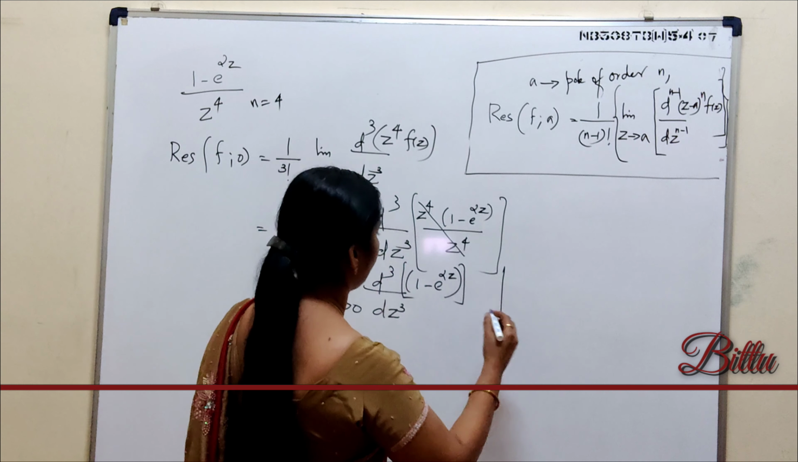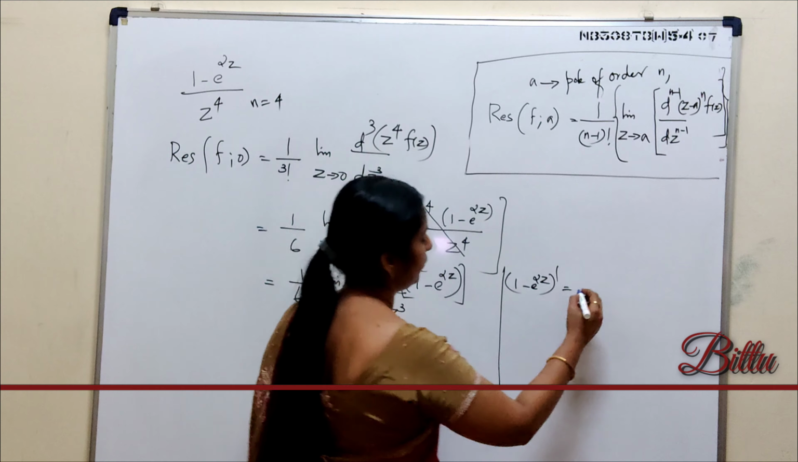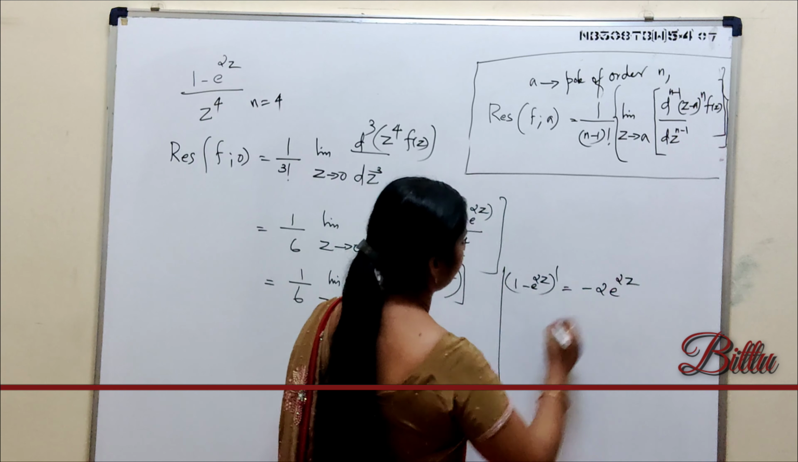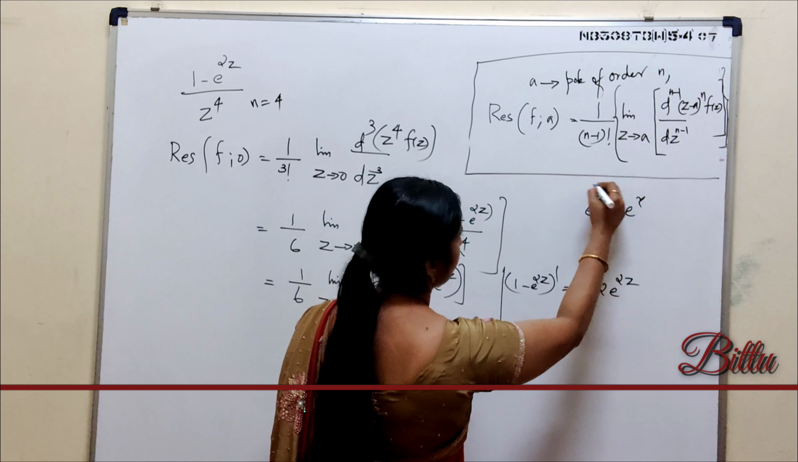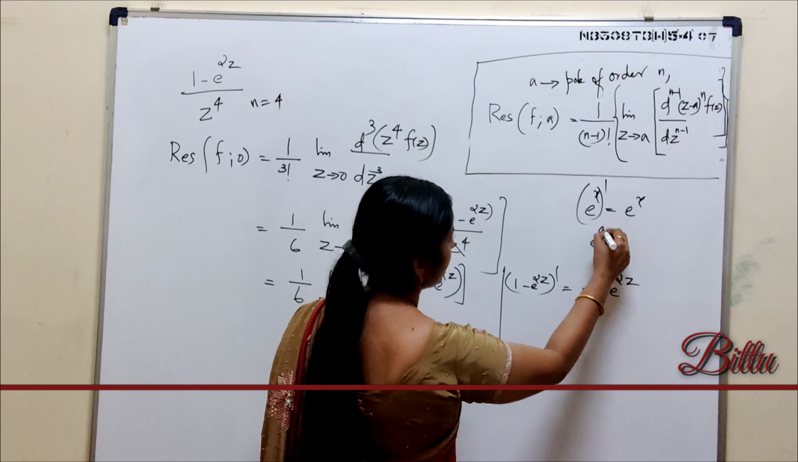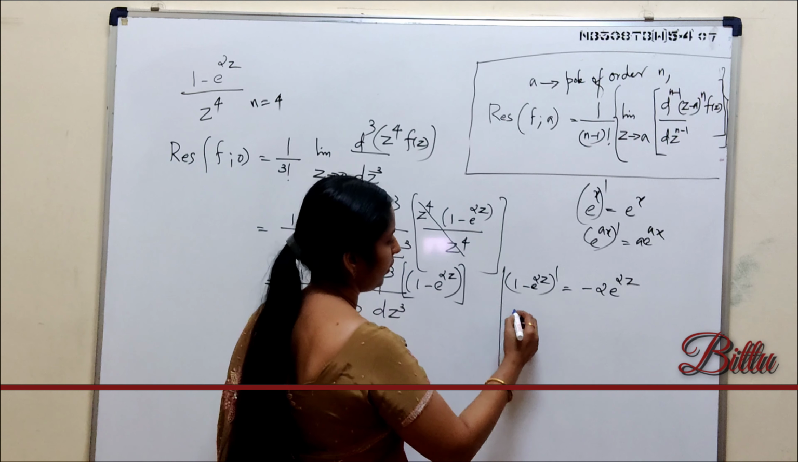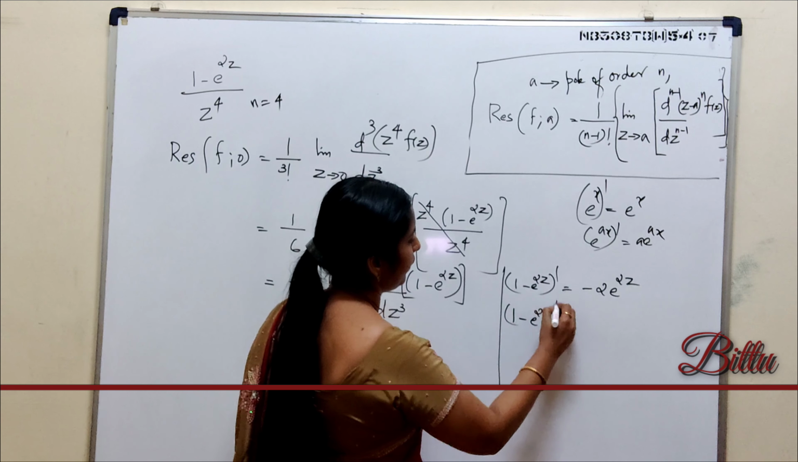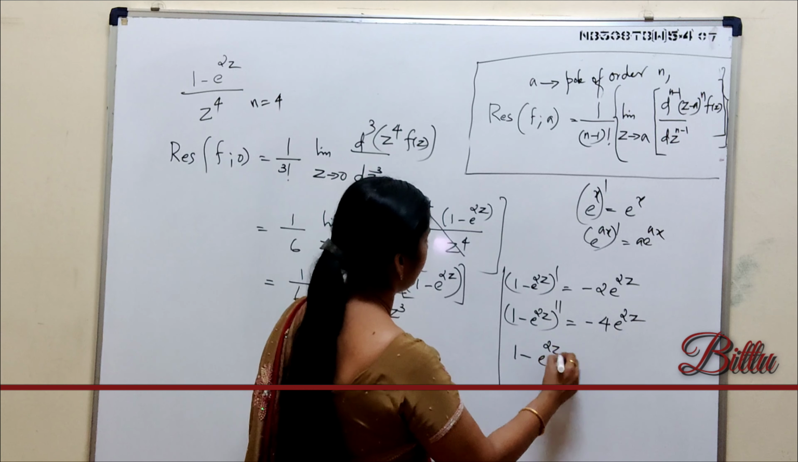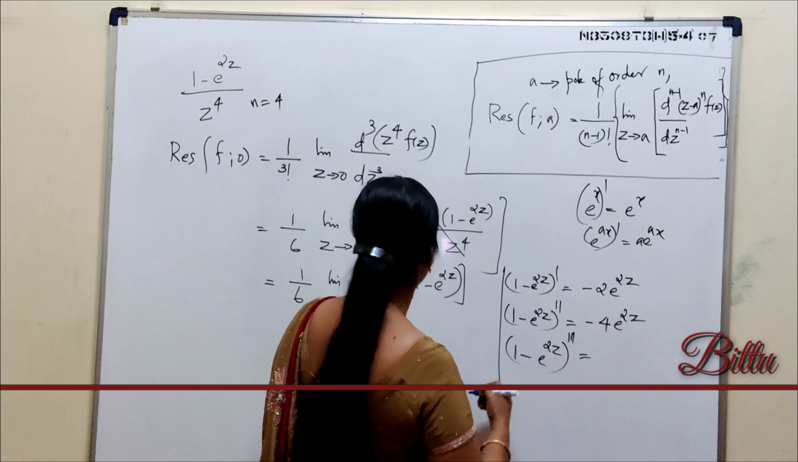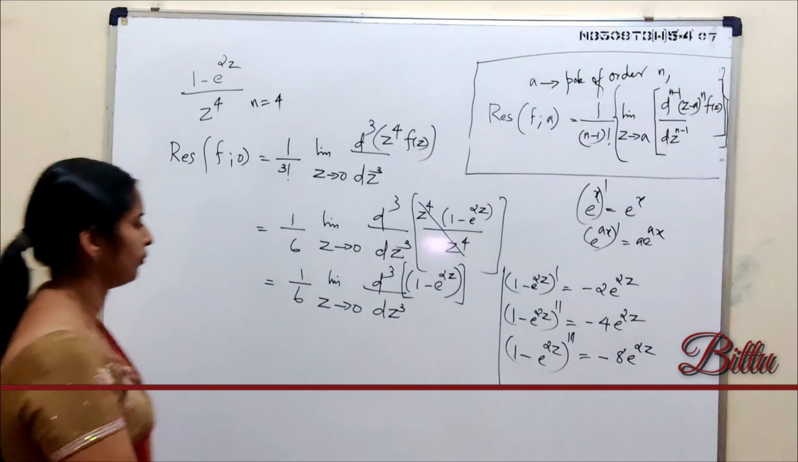Its first derivative is minus 2 e raised to 2z. See, derivative of e raised to x is e raised to x. Derivative of e raised to ax is a e raised to ax. Its second derivative is minus 4 e raised to 2z. Its third derivative, we have to find its derivative up to 3, it is minus 8 e raised to 2z.